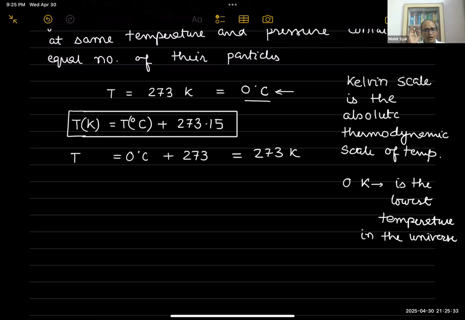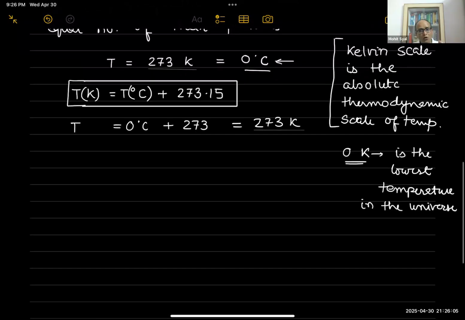Aisha, Abdul, Maha, Nabila, is it clear? So the absolute thermodynamic scale of temperature is the Kelvin scale. Got it? 0 Kelvin is the lowest temperature of the universe. It is the temperature at which all types of motion cease to exist.